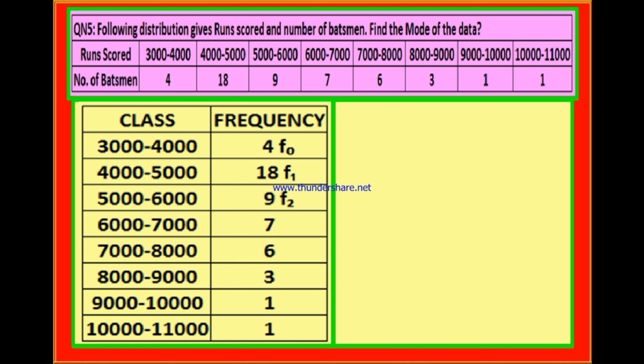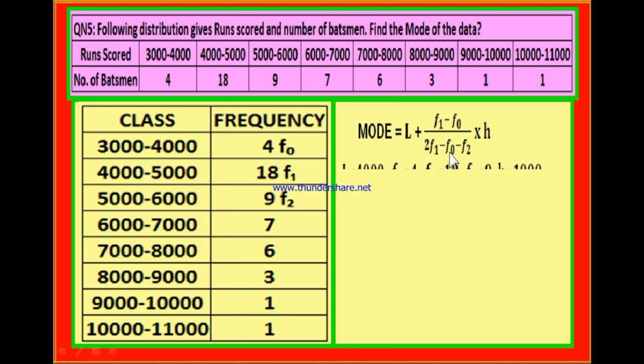Now let us write the formula for mode and substitute these values. Dear children, what is the formula to find the mode? Mode is equal to L plus (F1 minus F0) divided by (2F1 minus F0 minus F2), into h.